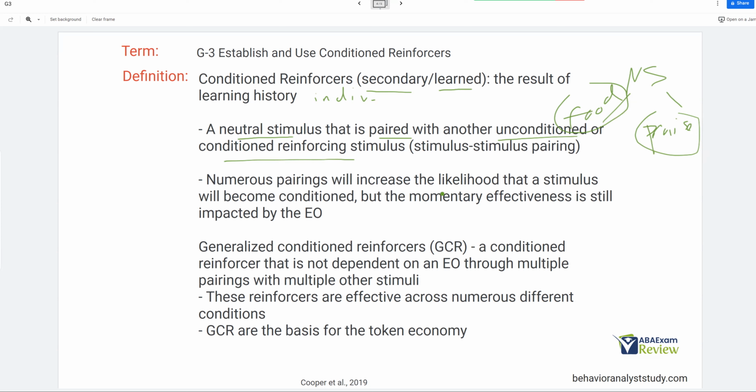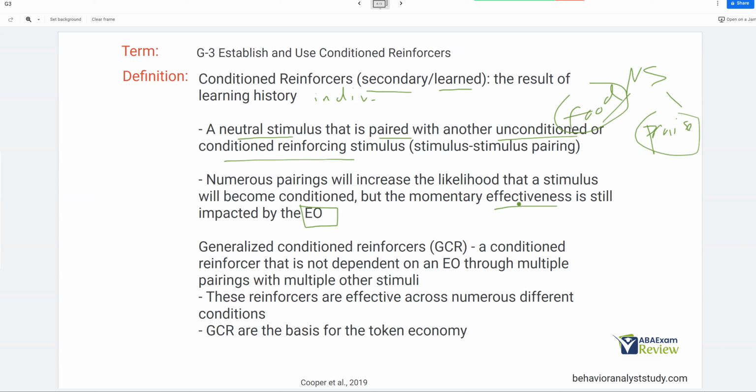Now, there is an idea that the more pairing you do with the same stimulus, the stronger it becomes. That's not necessarily one size fits all, always true. What the numerous pairings do is increase the likelihood that a stimulus does become conditioned. It doesn't necessarily change the effectiveness of the stimulus, but it does guarantee to a higher extent that the neutral stimulus does become reinforcing. The effectiveness is still controlled by the motivation in the establishing operation. So you do want to pair as much as possible and you don't want to give up.